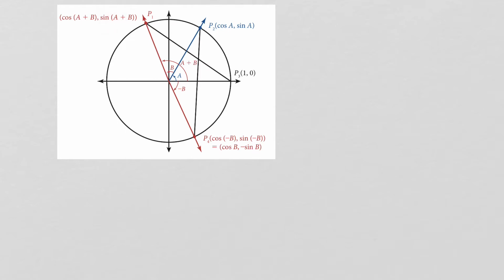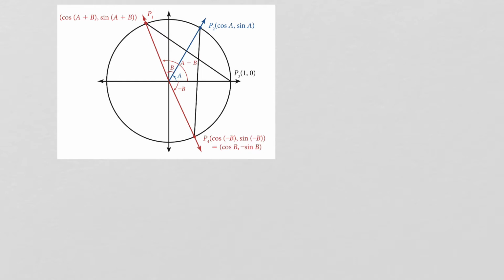Likewise, this angle here is angle A, and so this point has coordinates cosine of A and sine of A. And then this point down here comes from the angle negative B, and so its coordinates are the cosine of negative B and the sine of negative B. But because cosine is an even function, we can rewrite that as the cosine of B. And since sine is an odd function, we can rewrite this as negative sine of B.